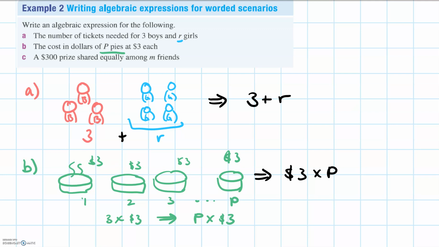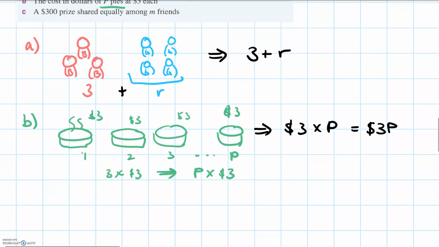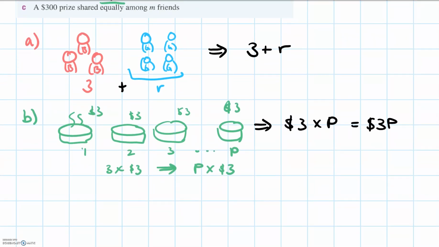Now up the top, I also said that every time we wrote multiplication, we don't actually write the multiplication sign. We shorthand this to $3P. We don't write the multiplication sign, we just write it all together. So that's example 2, part B. Now the final one is question C.